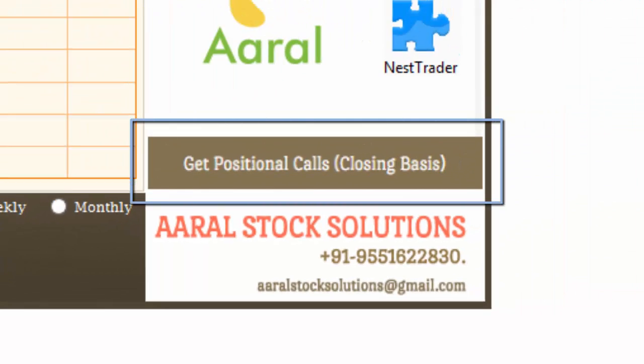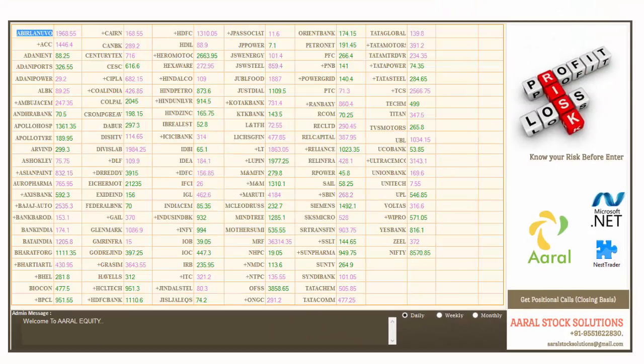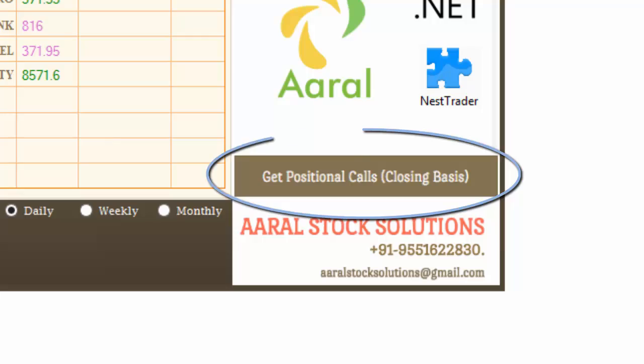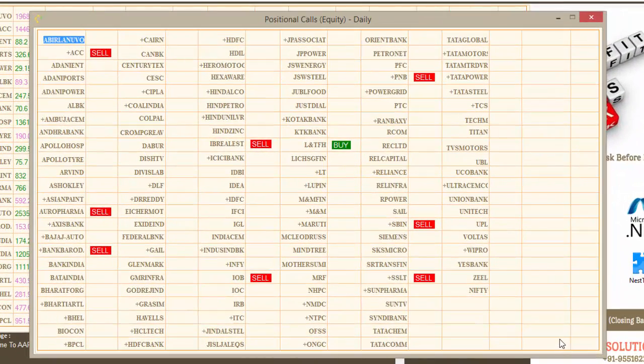As we discussed before for the futures and commodity market, to get a positional call in the equity market, click the get positional call closing basis button around 3 to 3:15. Then a buy sell recommendation list will appear. Under the list, you can choose your favorite scripts for positional trading. Based on this recommendation, you can go for a buy or sell in positional trading.